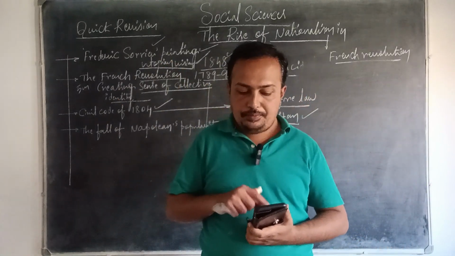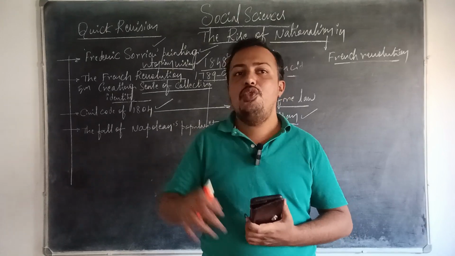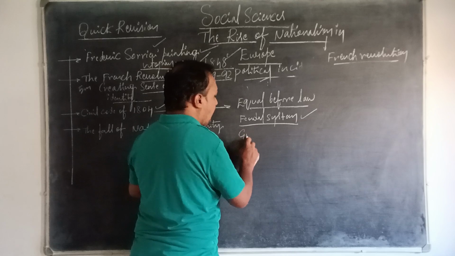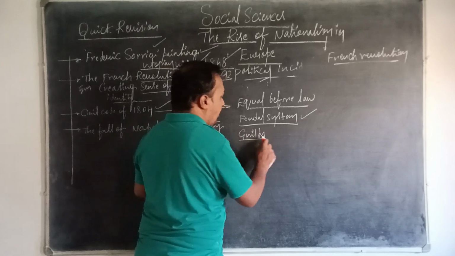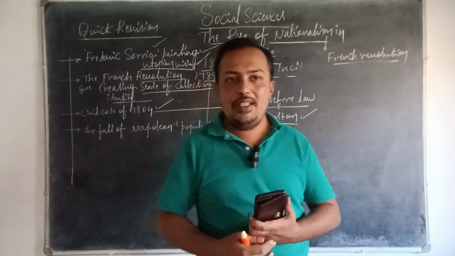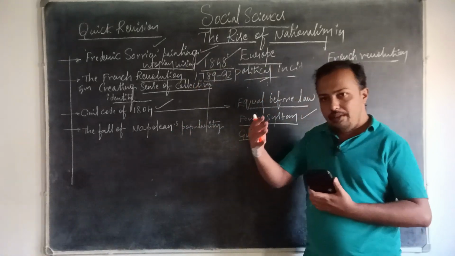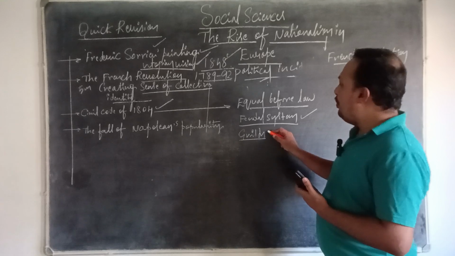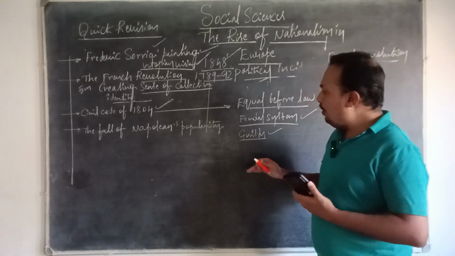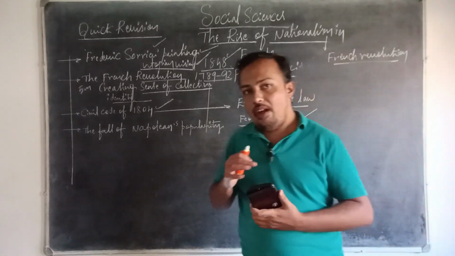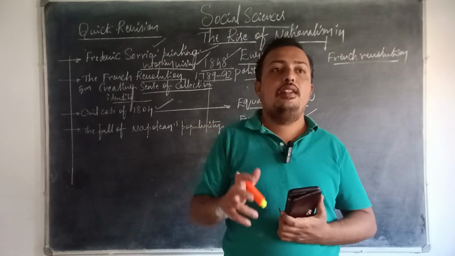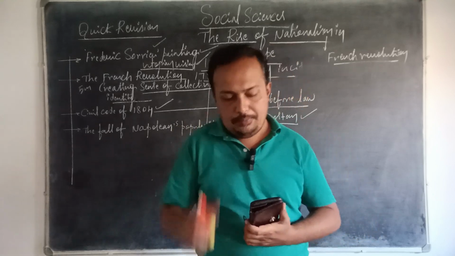Number 3, guild restrictions were removed in the cities and towns. Guilds means the organization of the traders. There were many restrictions in the cities and towns regarding the entry of new traders. So guilds were imposed with many restrictions. After the introduction of the Civil Code of 1804, guild restriction was completely eradicated, which made new traders come to the cities and towns to establish their trading.